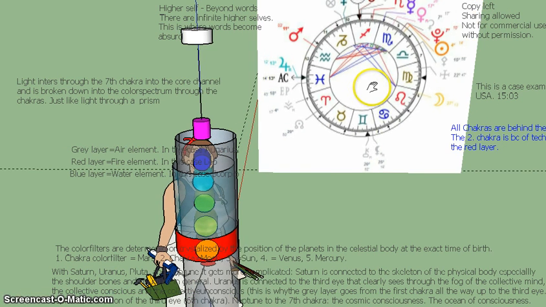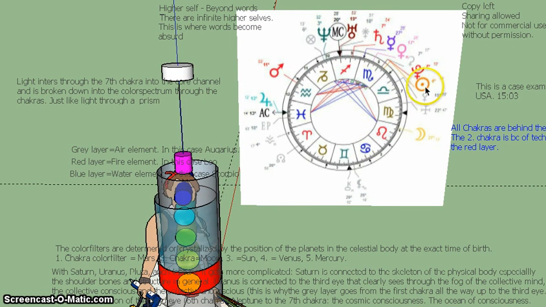Yeah, so let's continue to the second chakra here, which is the moon. This chakra is connected to the moon. In this specific case, the moon was in Leo when the person was born, and Leo is a fire element, hence the color red.